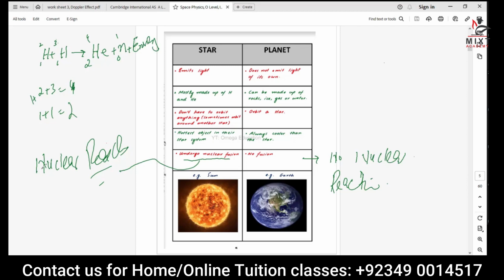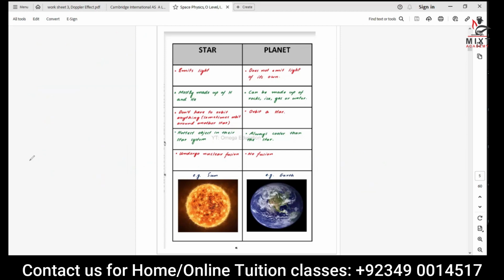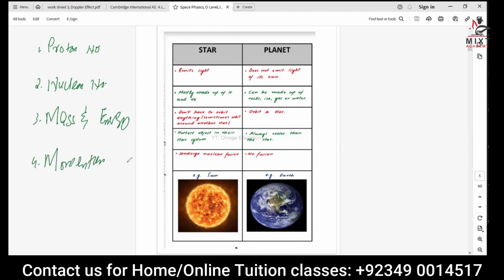Whenever there is a nuclear reaction, as I have told you, 4 parameters remain conserved. Number 1, proton number, nucleon number, mass and energy, and momentum of a system. This is the main concept.